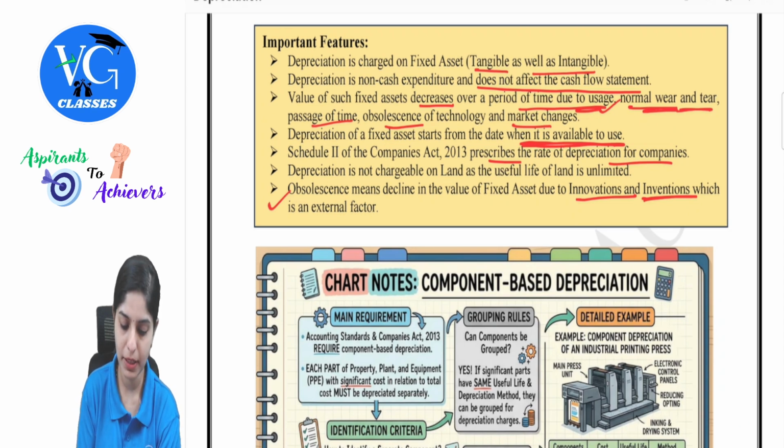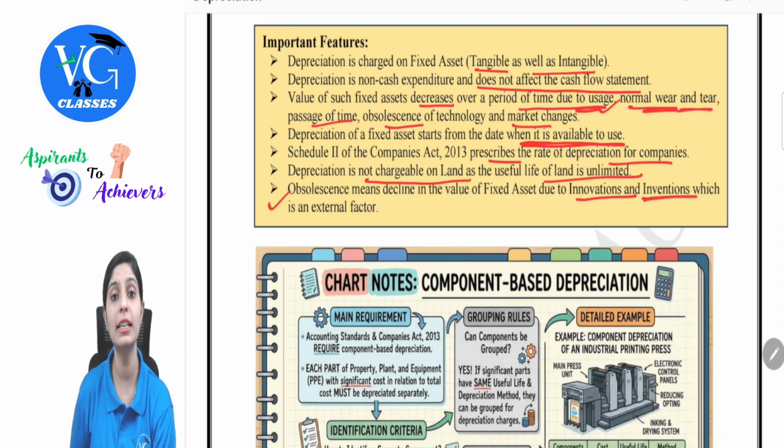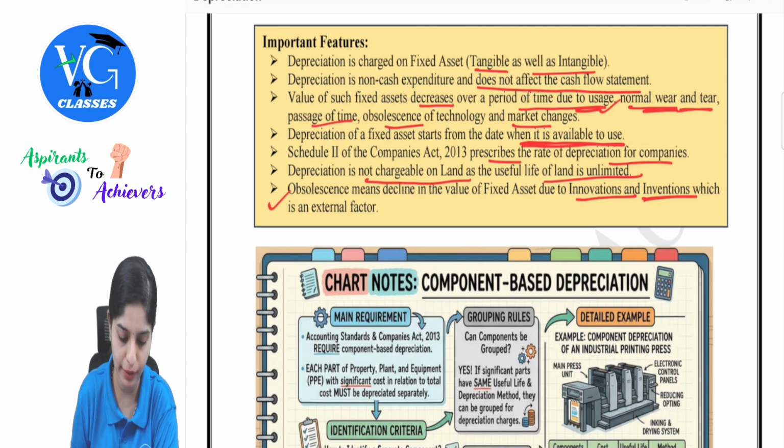Yes. Next, depreciation is not chargeable on land as the useful life of land is unlimited. So definitely land will have an infinite useful life. So whether due to usage or any other factor, we cannot consider land as a depreciable asset. These are some important points which you are supposed to look at.